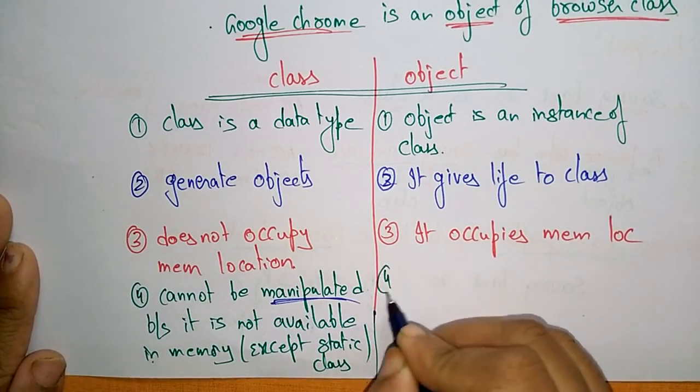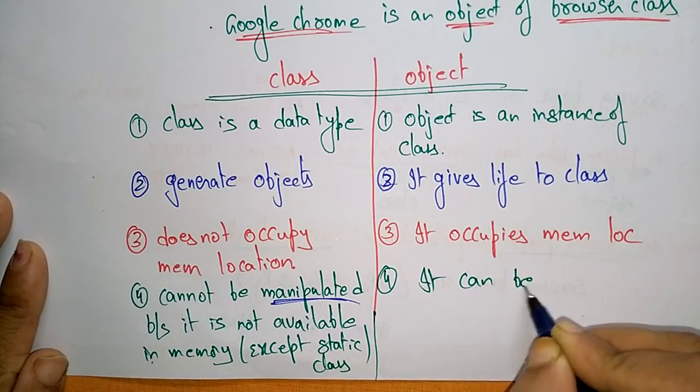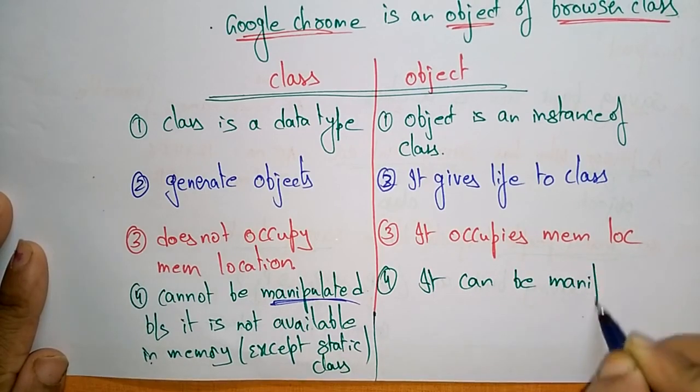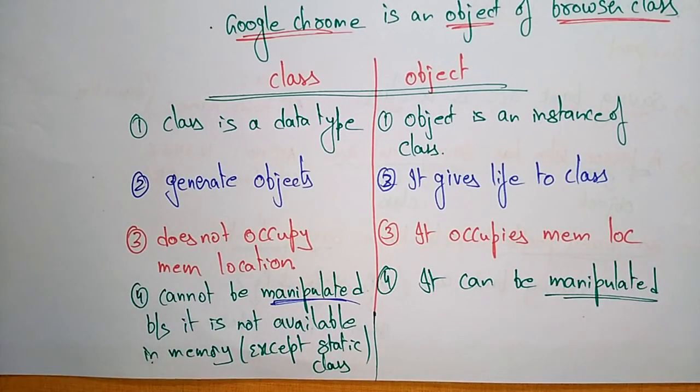Whereas objects can be manipulated. Okay, so that is the main difference between the class and the object.